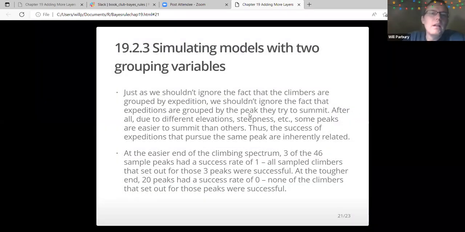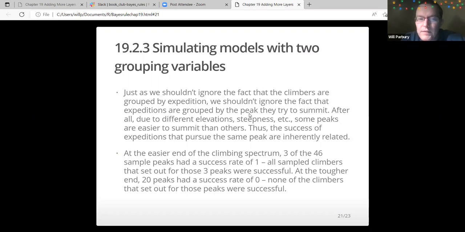Right. So simulated models with two grouping variables. Just as we shouldn't ignore the fact that the climbers are grouped by expedition, we shouldn't ignore the fact that expeditions are grouped by the peak that they try to summit. After all, due to different elevation, steepness, etc., some peaks are easier to summit than others. Thus, the successive expeditions that pursue the same peak are inherently related. Obviously, it's going to be easier to climb your local hill than go to Nepal and climb up Everest. That's quite difficult, I hear. Not that I've ever done that, so I can't really comment on it, but yeah.